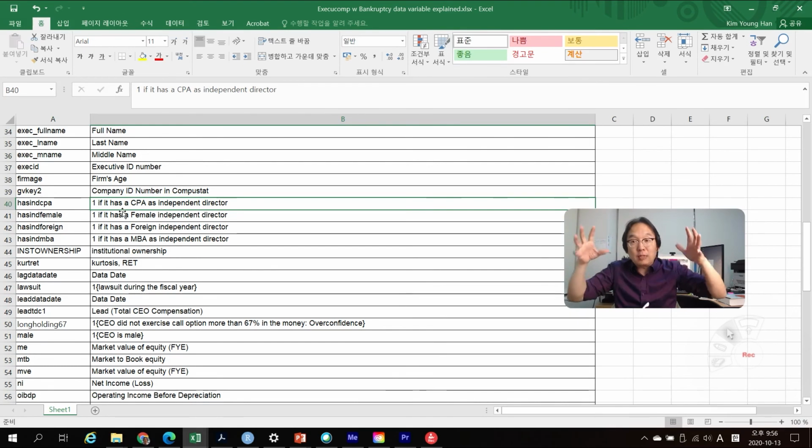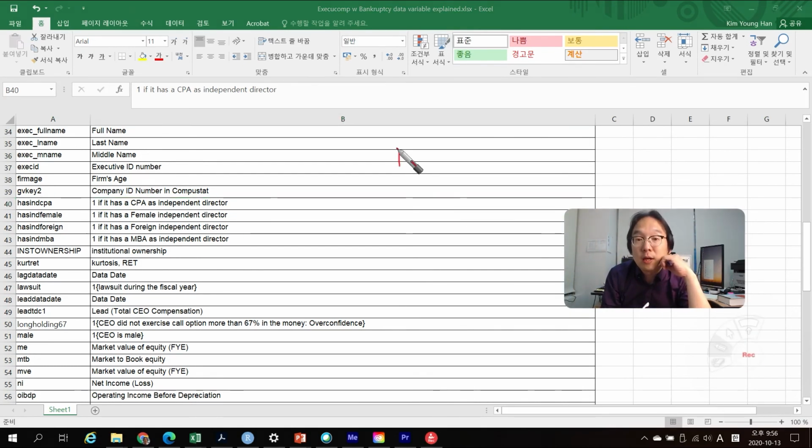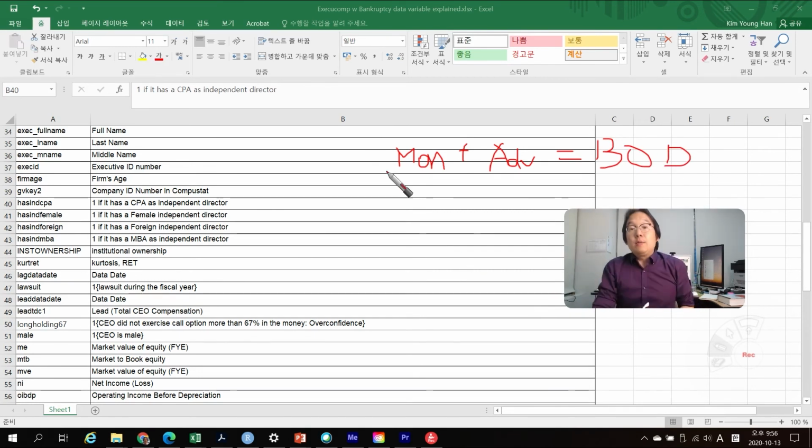The board of directors have two functions, which is monitoring the CEO and then advising the CEO, okay? Advising. That's the board of directors' role. And monitoring, you need some expertise in it. So that's why. Does that have anything to do with the company's bankruptcy chance? Things like that.